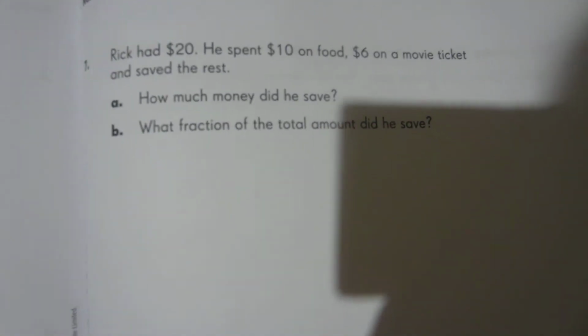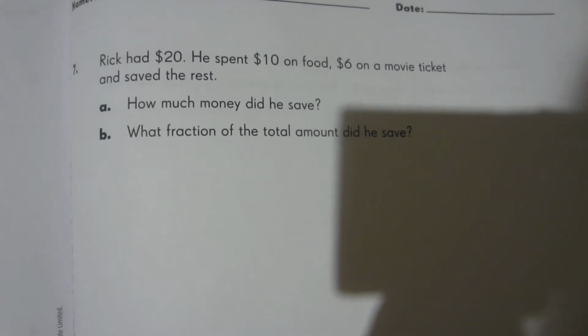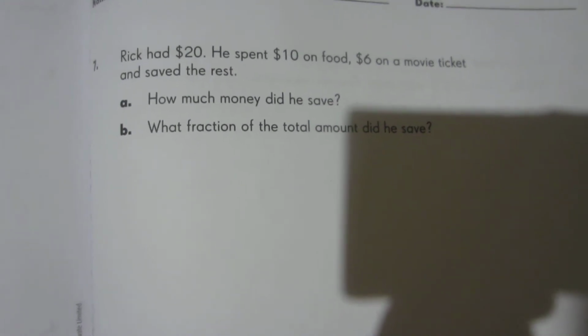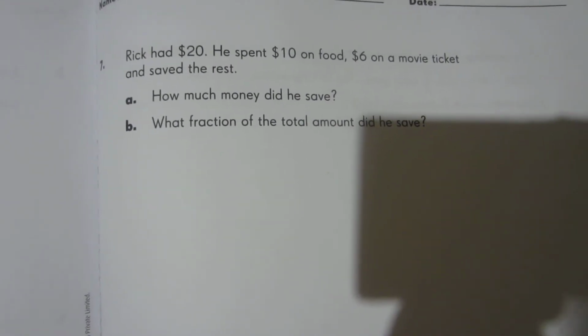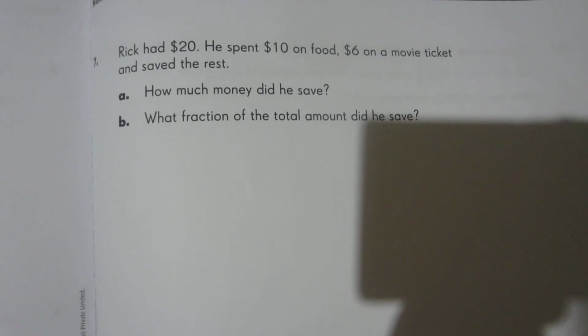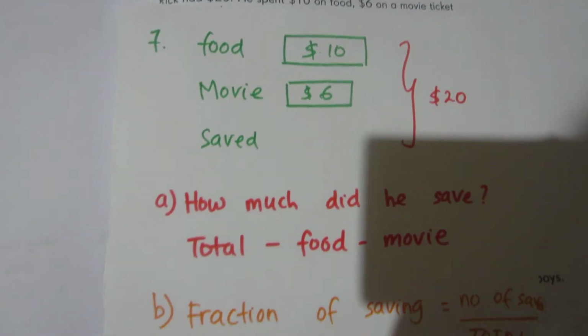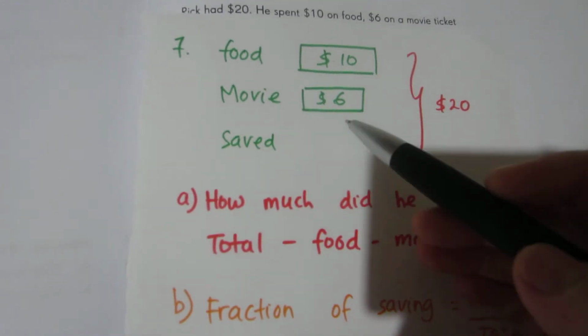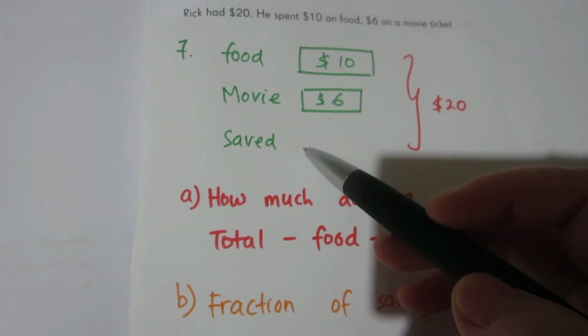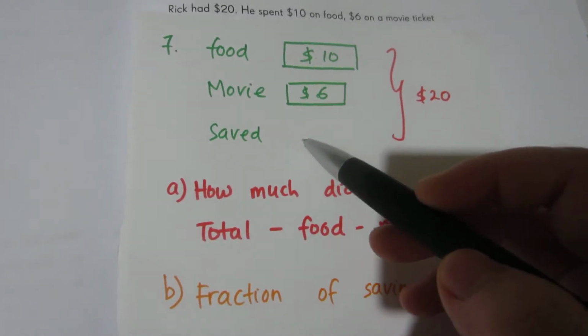Next, number 7. Rick has $20. He spent 10 on food, 6 on movie ticket, and then he saved the rest. How much money did he save, and what fraction did he save? So he used 10 for food, 6 for the movie, and then the rest of it is for saving. Please find the saving first.